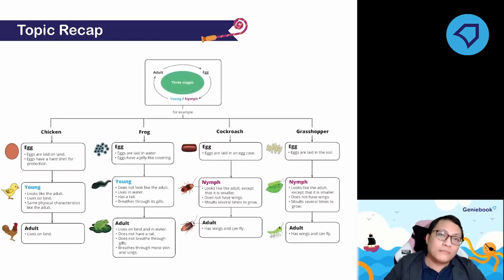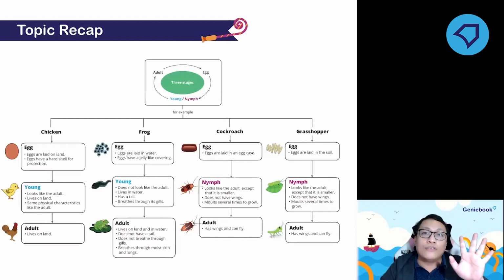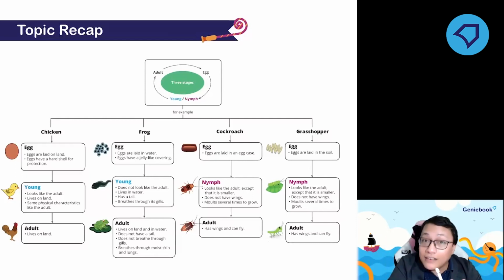Now, talking about 3 stages life cycle. There are 4 organisms that you need to know. These 4 organisms are usually tested. They are commonly tested in exam. So I want you to remember the names of the stages, the characteristics of each stage. Then there are some special characteristics that you also need to remember.